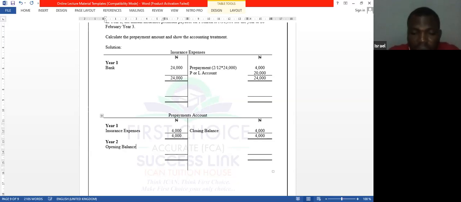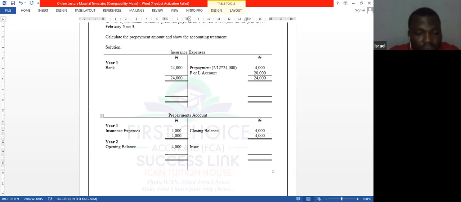Or what? 4,000. Now, the first thing we need to do is take it out from our prepayment account. Just like the way we did Akura, we took it, we reversed it back. So this one also must be reversed back. So how do we reverse it back? We reverse it by putting insurance here.